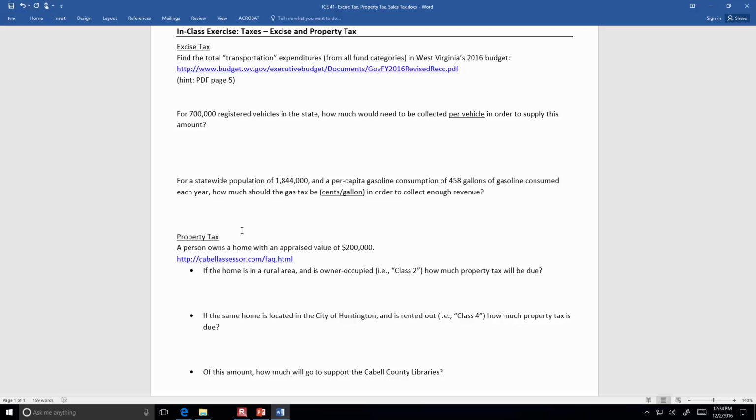So I looked up the population of the state and also the per capita gasoline usage. And so from those two figures, the population and per capita gasoline usage, you can find out how many gallons are consumed. And from the first part, you're going to know the total amount of money that has to be collected. Okay, so let's talk about the excise tax after you've had a chance to go through these calculations.